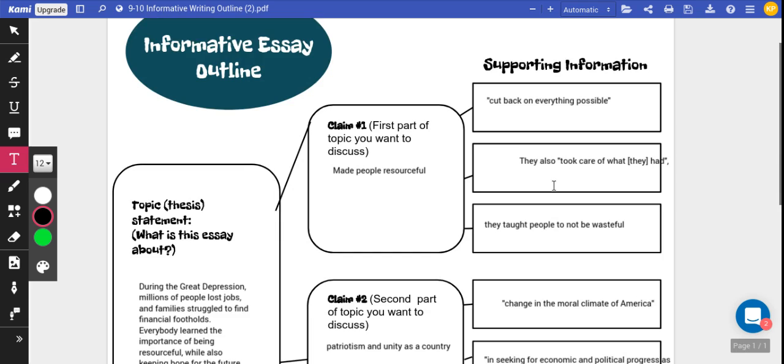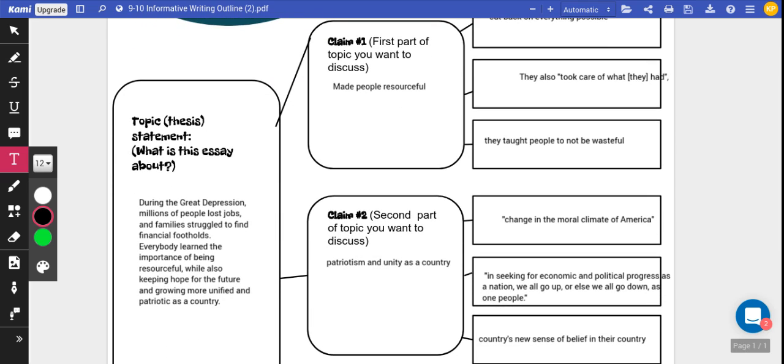So the first thing we're going to look at is the introduction and how to use your topic thesis statement to create an introduction. In this case, in our topic thesis statement, we defined the Great Depression and we talked about the effects that it had, which really answered the prompt that we had. So now let's look at how that turns into an introductory paragraph.